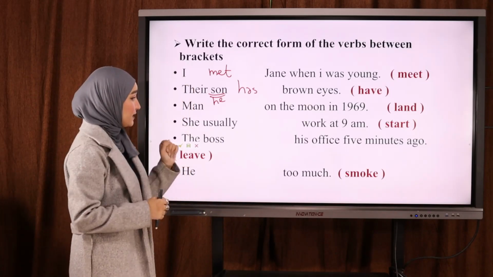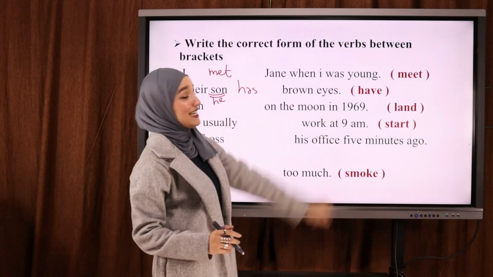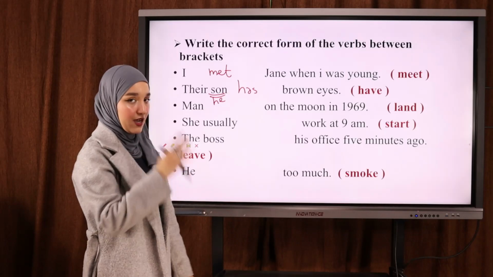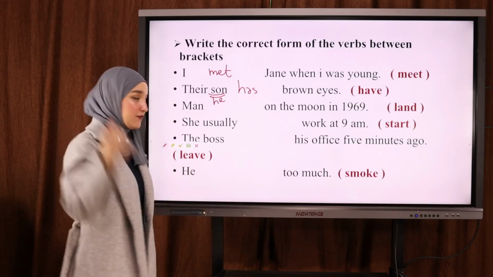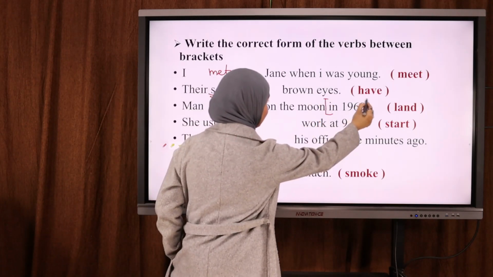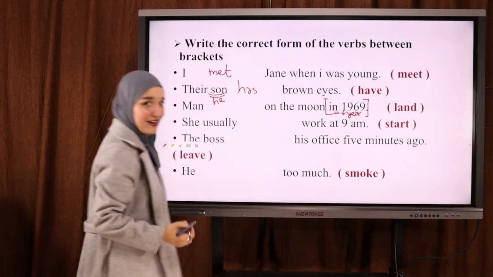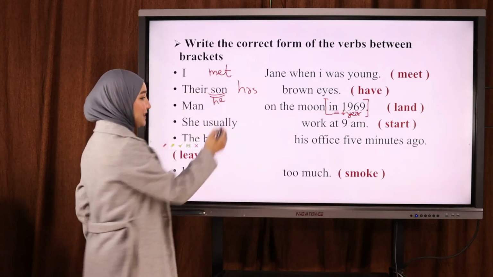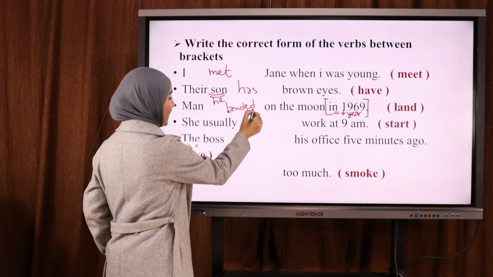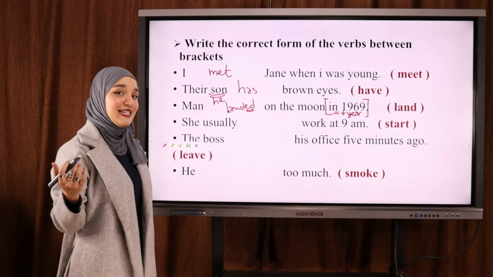Okay. The next example, men, random men, blah blah on the moon in 1969. And the verb here is land. هبط. I want to say هبط. So, I just gave you the answer. So I have here a signal word, in plus year. في عام. Okay? So of course, it's in the past. So landed, because it's a regular verb, هو فعل عادي, I just add ed. So man landed on the moon في 1969.